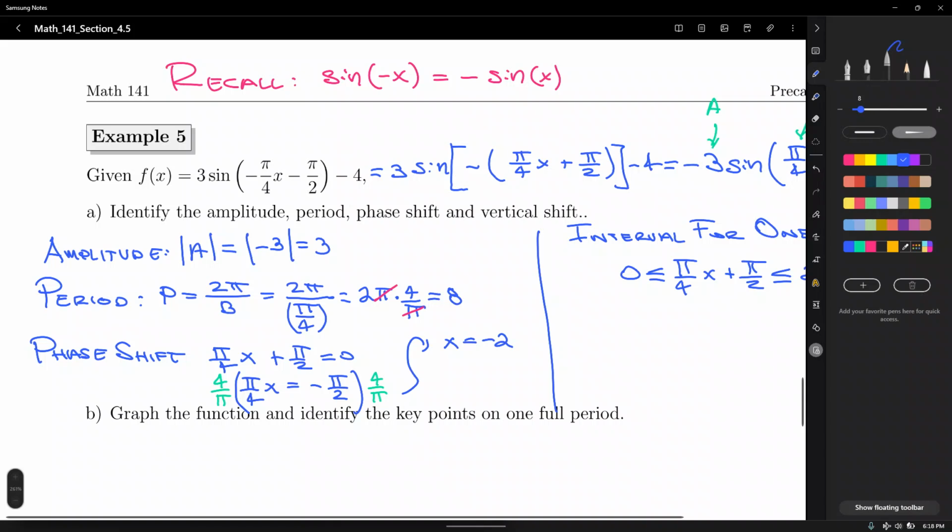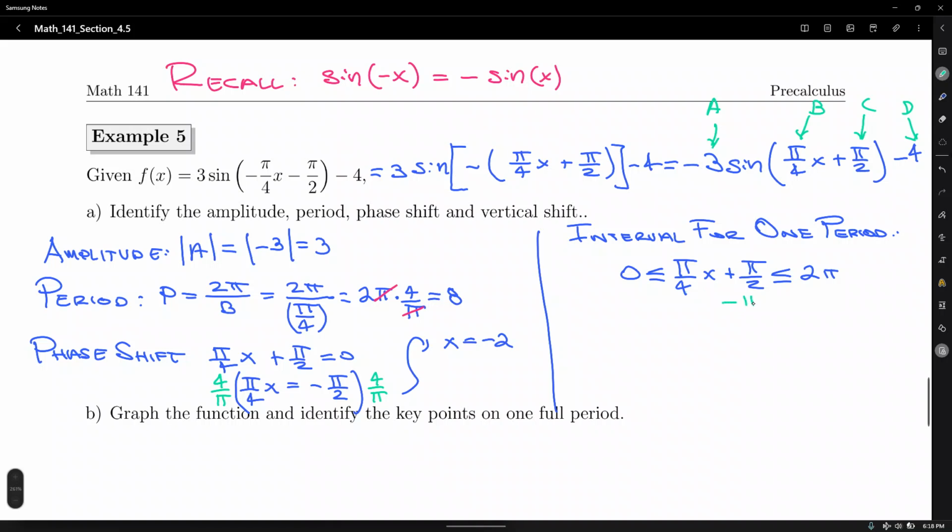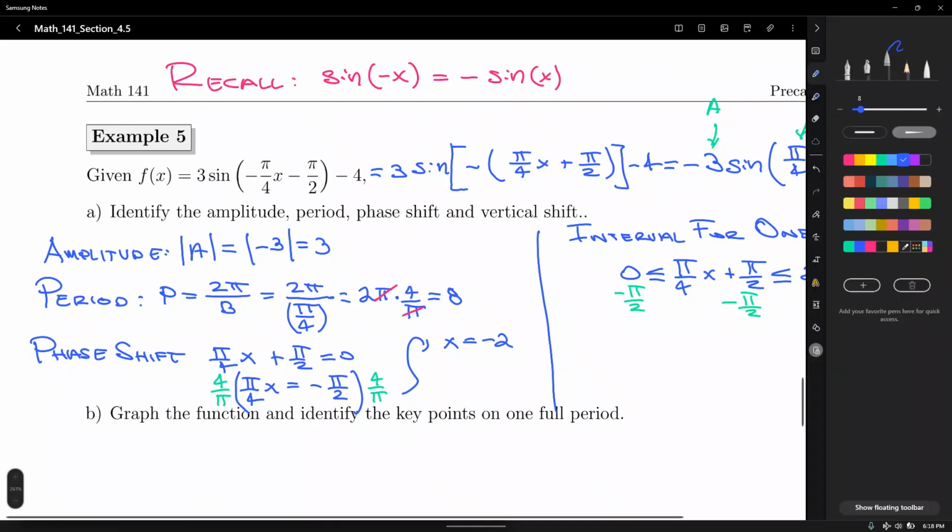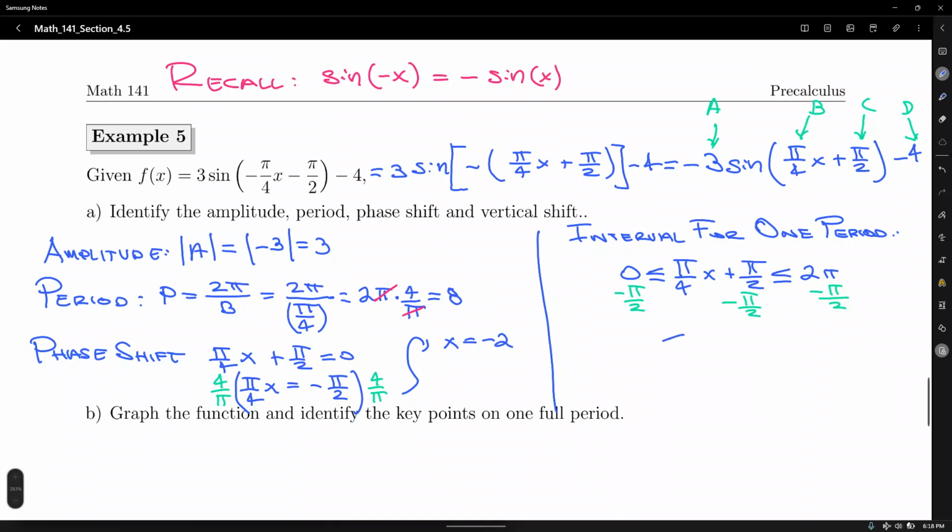All right. So we will subtract pi over 2 on the 3 sides of the inequality. Well, what is 2 pi minus pi over 2? So 2 pi, which is 4 pi over 2, minus pi over 2, that is actually 3 pi over 2. So that's going to leave us with negative pi over 2, 0 minus pi over 2, that's negative pi over 2, less than or equal to pi over 4 x, less than or equal to 2 pi minus pi over 2, that's 3 pi over 2.